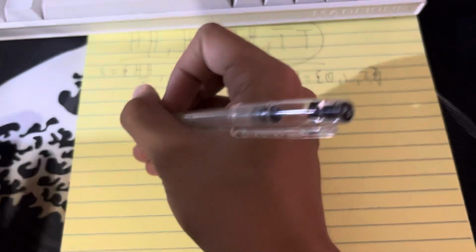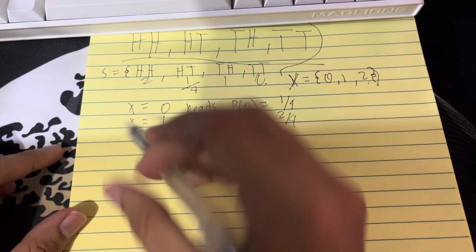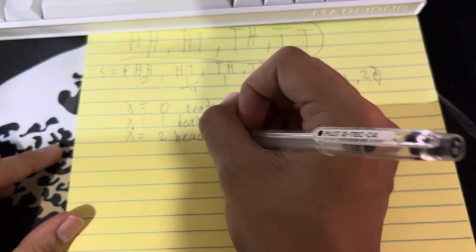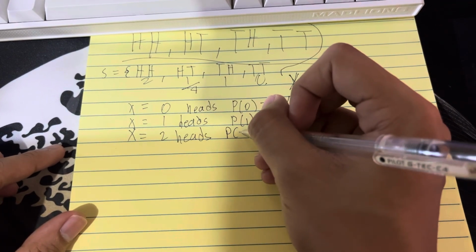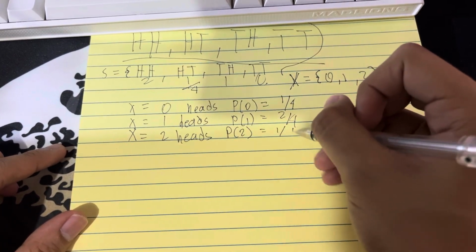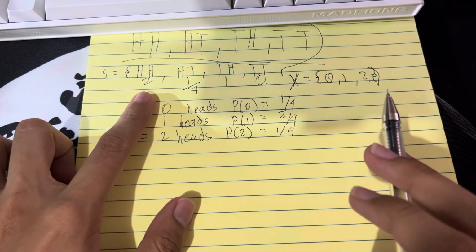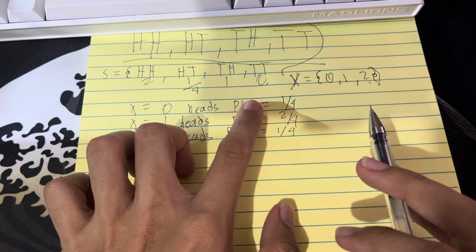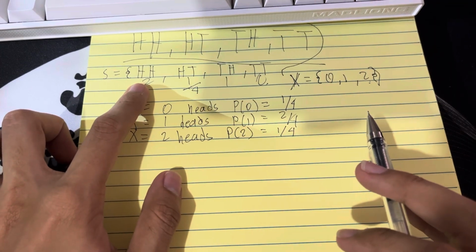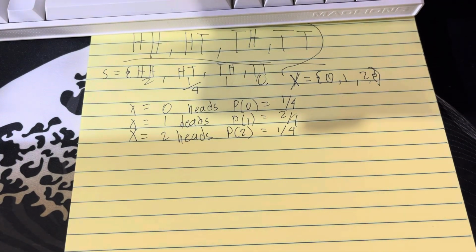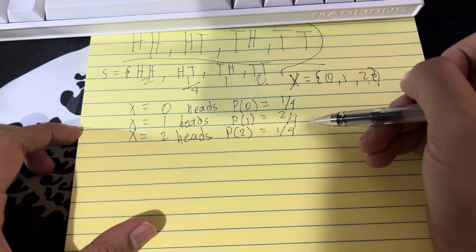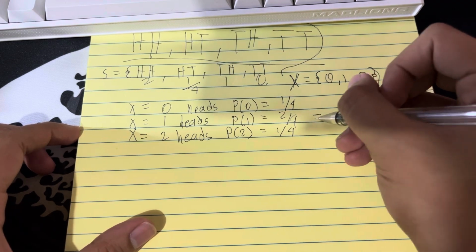Now 0 heads is just the same with 2 heads, in which case P of 2 is 1/4, because there's only 1 possibility out of all 4 possibilities that we get 2 heads. Now, what does this equal? This equals 1, right? Because 1 plus 2 is 3, plus 1 is 4. 4 divided by 4 is equal to 1.